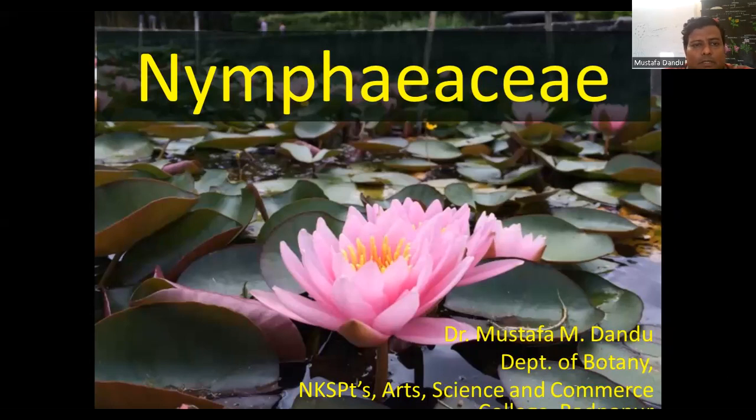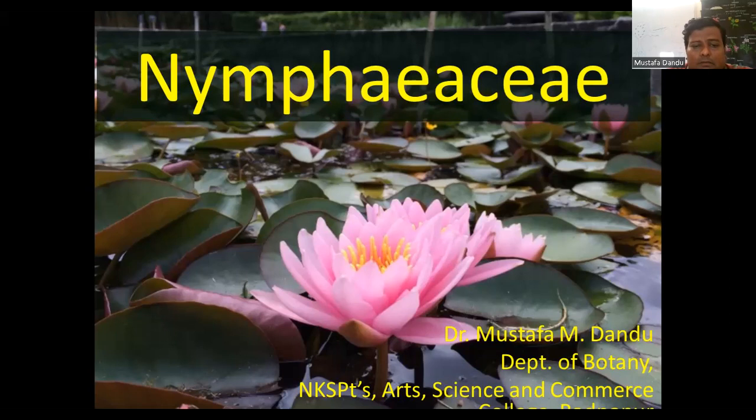Like Bentham and Hooker, they have placed them into class Dicotyledons, subclass Polypetalae, series Thalamiflorae, order Ranales, and family Nymphaeaceae. Cronquist has placed them in Magnoliophyta, Magnoliopsida, Magnoliidae, and order Nymphaeales. Thorne has also placed them in Magnoliopsida, Chloranthidae, Nymphaeales, and Nymphaeaceae.